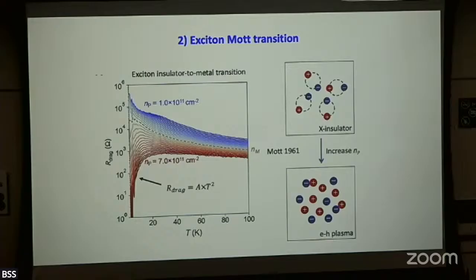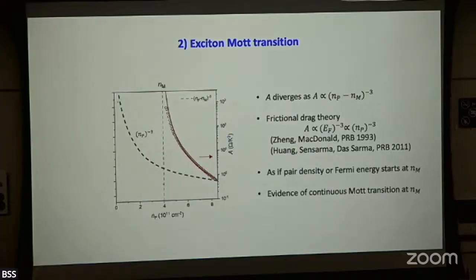So this is expected. But for high density, we expect to have electron-hole plasma, then you should have metallic behavior. So this is the T square dependence. And so this is the phase transition from insulator to metal. And we can analyze this T square dependence. And this is how it looks. So this is the density when we have the insulator to metal transition.